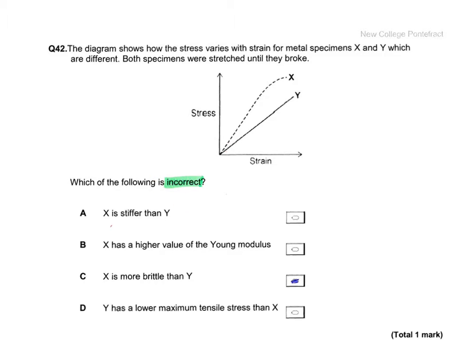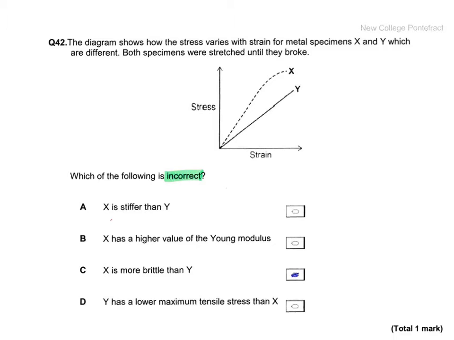So is X stiffer than Y? Well, to get the same strain as Y, X needs a bigger stress. So that is stiffer, so that is true, therefore it's not the right answer. X has a higher value of Young modulus. Well, the value of Young modulus does tell you the stiffness of the material. So again, the Young modulus is the gradient of the straight line section of a stress strain curve. So that is true, that is not the correct answer.